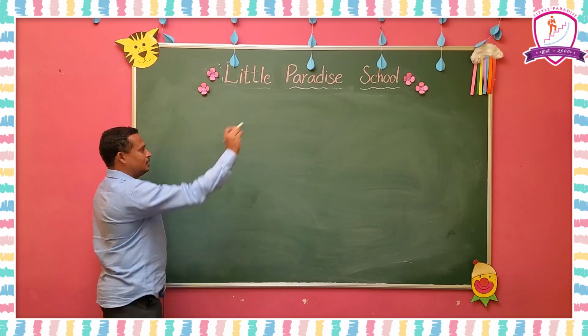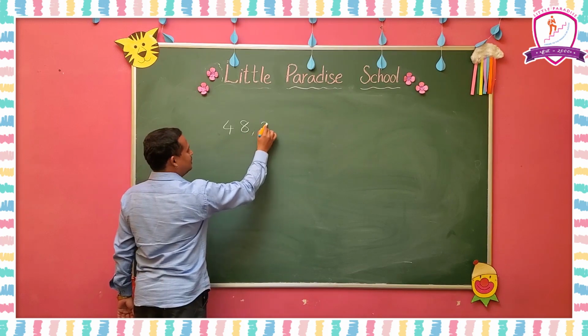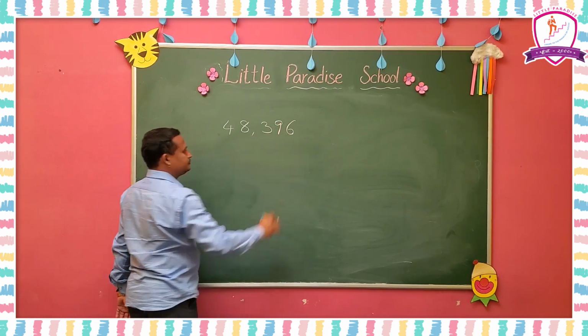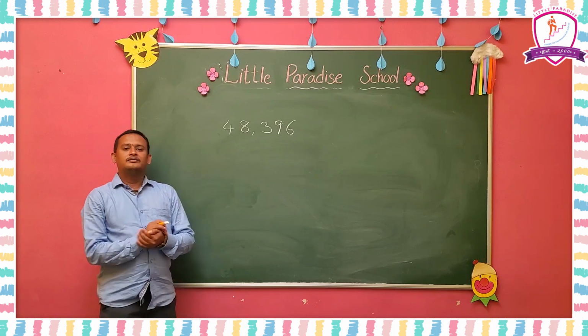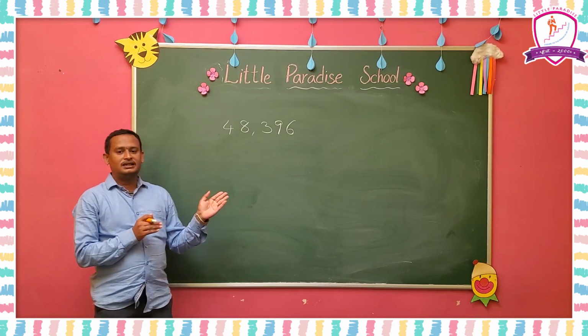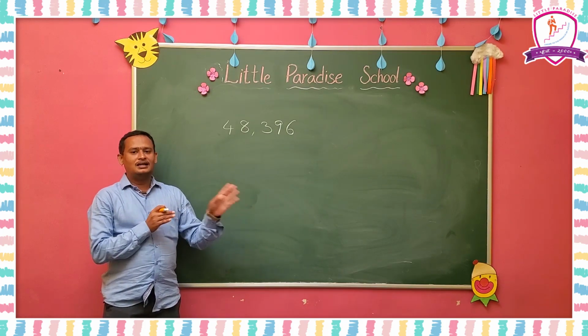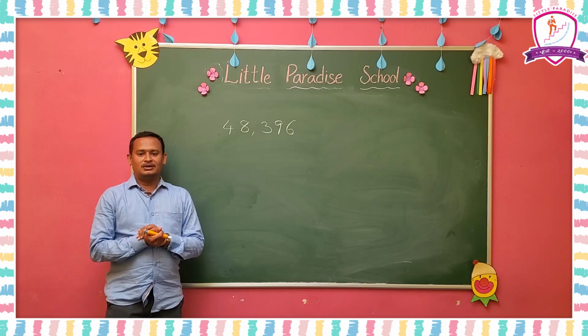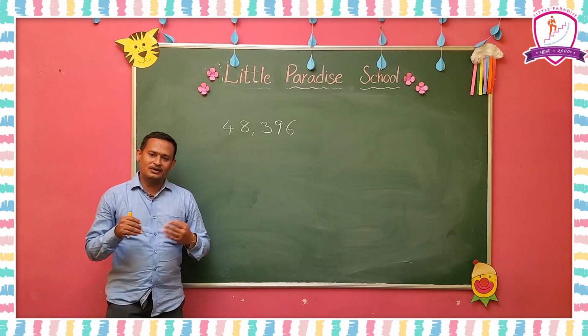So here I am going to write a number, 48,396. Here in this number we are going to write the place value and face value. First we have to write the places, then you have to write the place value, and then you have to write the face value also. First, we are going to discuss the difference between place value and face value.